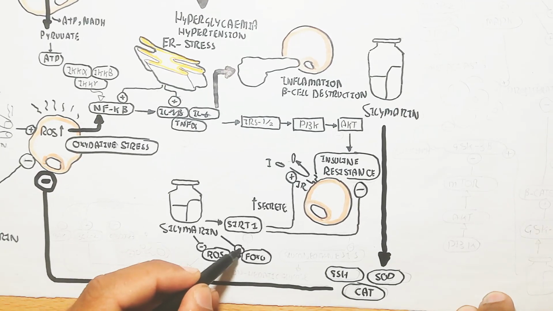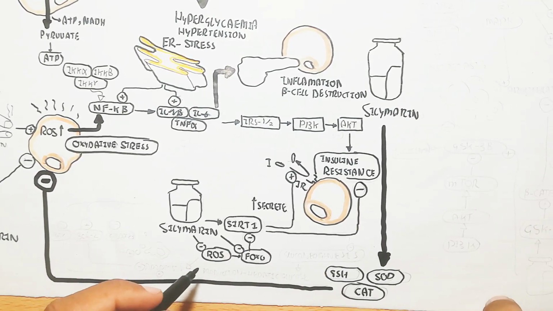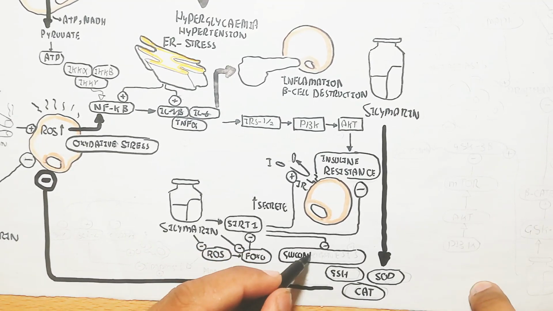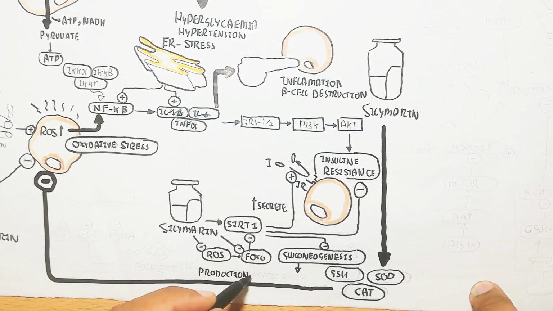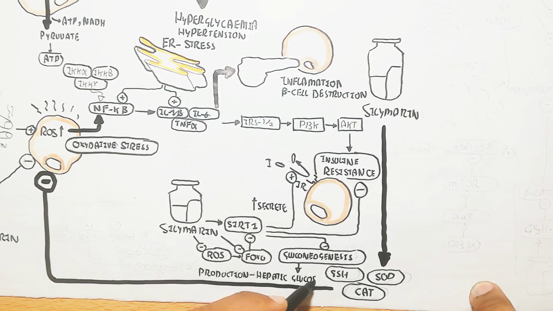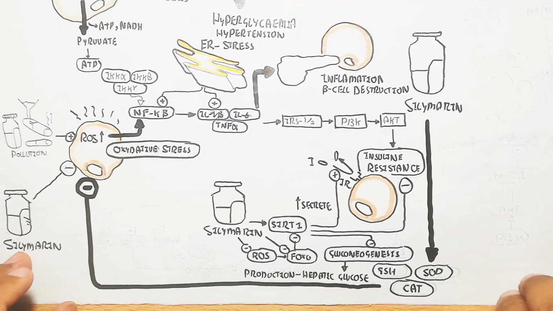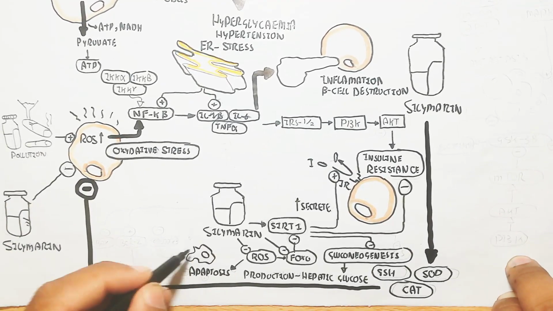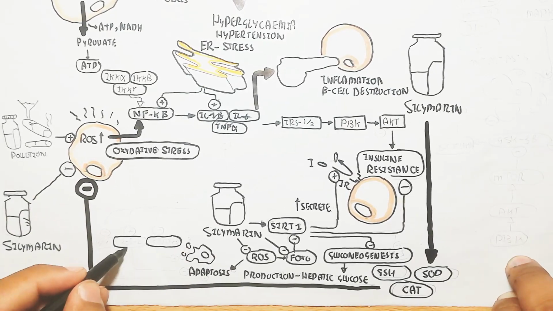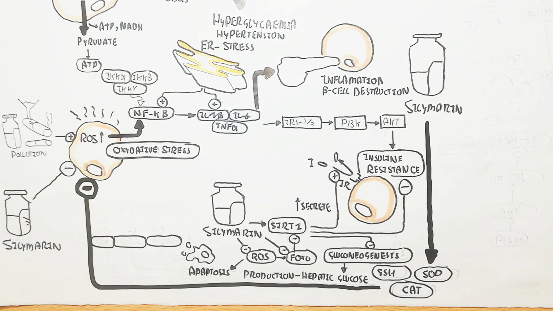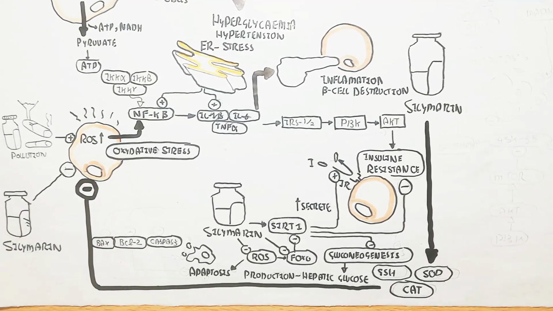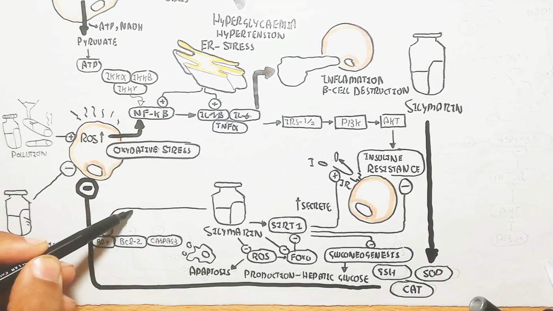SIRT1 will also inhibit gluconeogenesis in the liver. Reactive oxygen species trigger FOXO, and FOXO will inhibit SIRT1, so gluconeogenesis is ultimately not inhibited. In this way the silymarin will inhibit reactive oxygen species and FOXO, so SIRT1 will be triggered, leading to inhibition of insulin resistance.